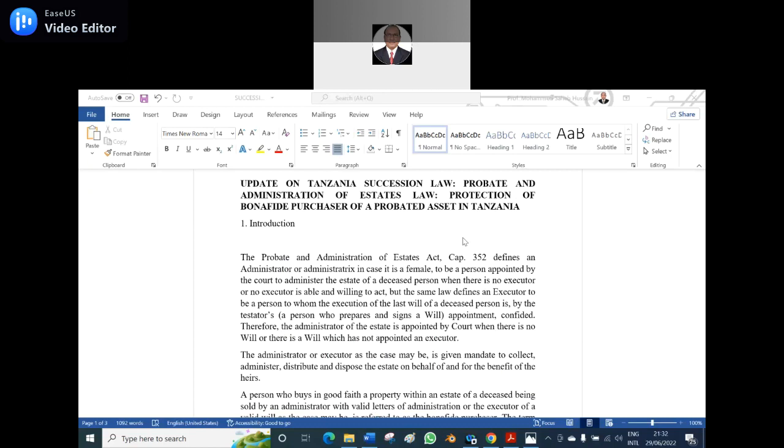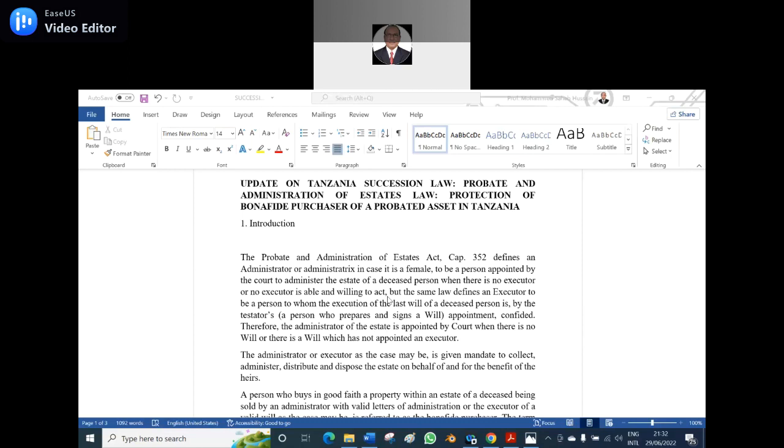Cap 352 defines an administrator, or in case it is a female, an administratrix. Administratrix is the female, administrator is the male. This is a person appointed by the court to administer the estate of the deceased person when there is no executor, or no executor is able and willing to act. If there is a will and the executor is there, but he doesn't want to continue and is not willing to do it, the court will appoint the administrator.